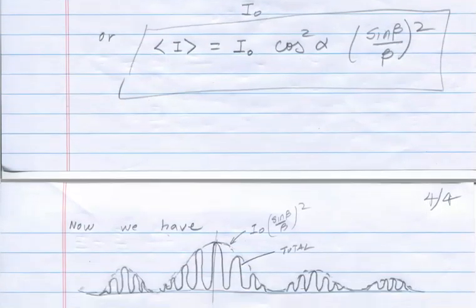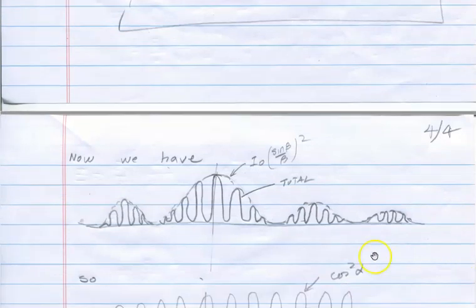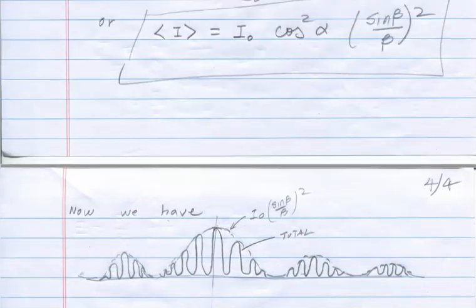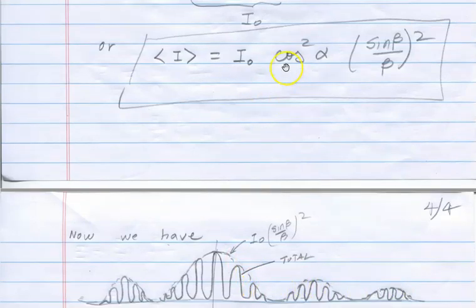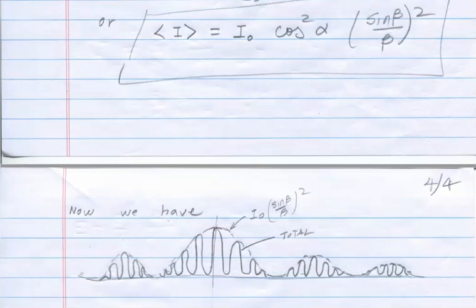And if you look at these, the ultimate curve is the dark line. This envelope, I kind of think of this I naught times this part as this envelope. It's always positive. And then superimposed on that, I've got this higher, more rapidly varying one. I get the cosine squared of alpha.